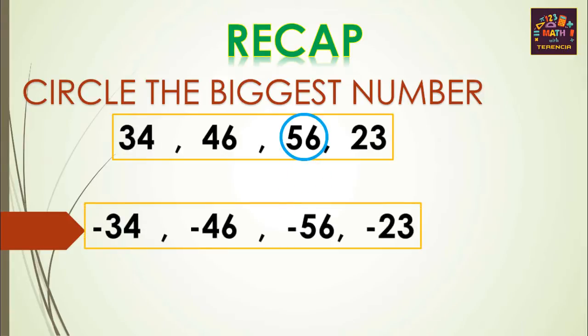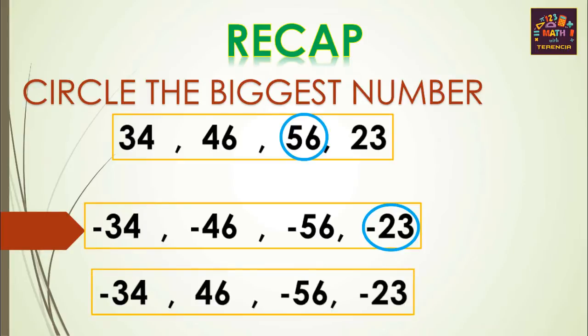So this is the second question. Here you can circle the biggest number. But all the numbers are with negative sign. That is, all are negative integers. So now say which is the biggest. Is this the same 56 or a different answer? Yes, minus 23. When I have negative numbers, the smallest number will be considered as the biggest number. So minus 23 is the biggest number.